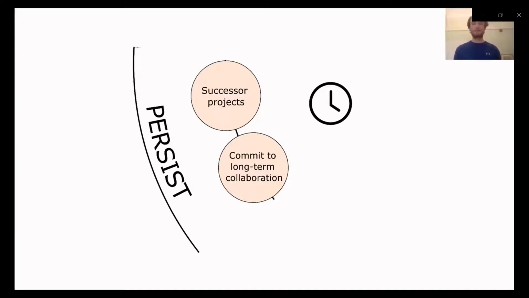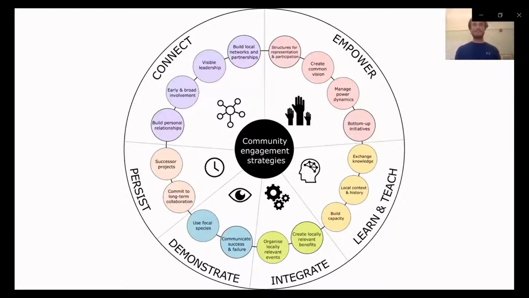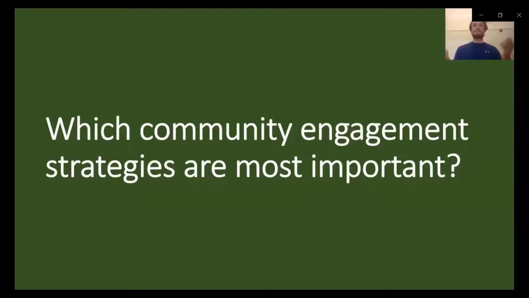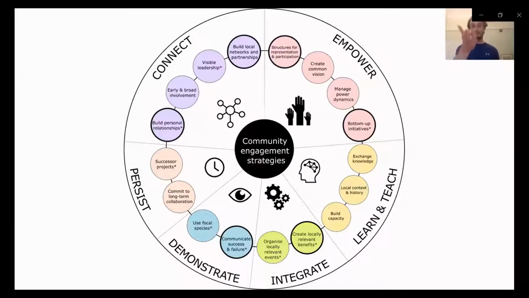And committing to long-term collaboration is one thing that people use that helps to build trust. So all in all, these are the different strategies that have been used. And now you may think, well, which one, Stein, is the most important then? Because there are so many. So that's what I asked the practitioners as well. And they said, well, it's these different ones, the ones in bold.